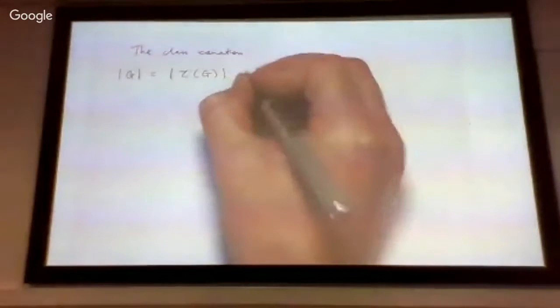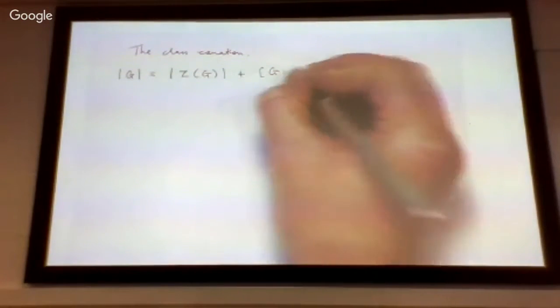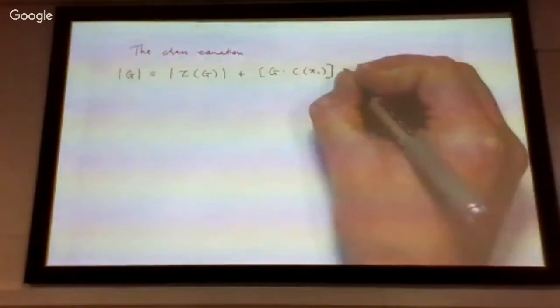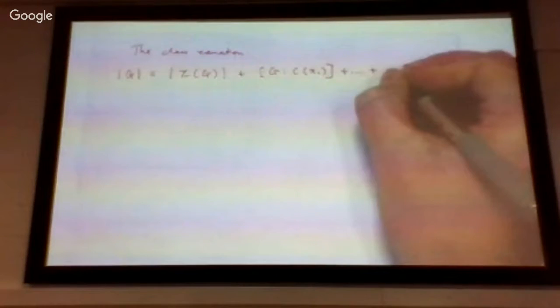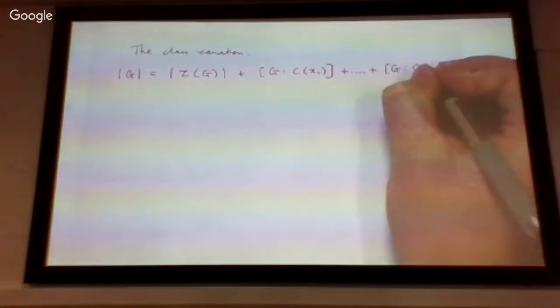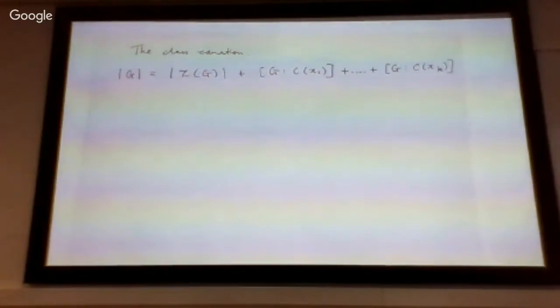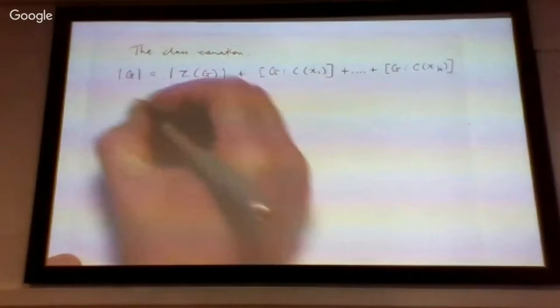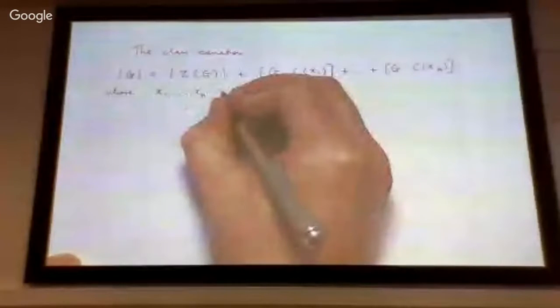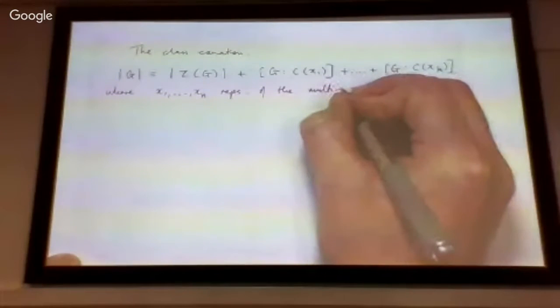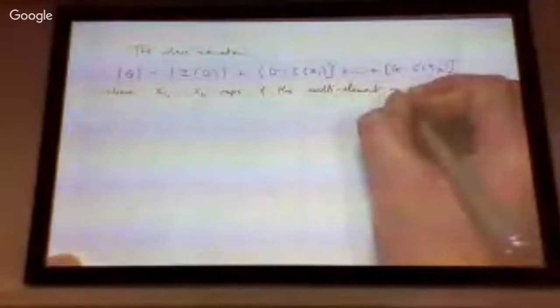And the two proofs we're going to do today use the class equation. G is a finite group, where the A_i are representatives of the conjugacy classes.